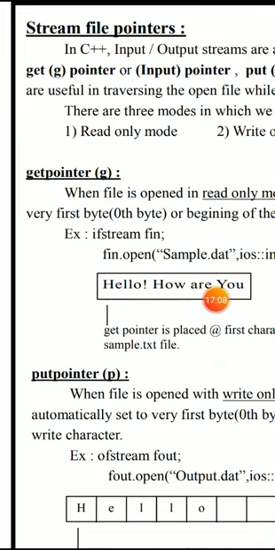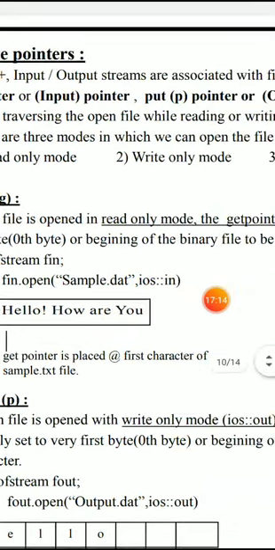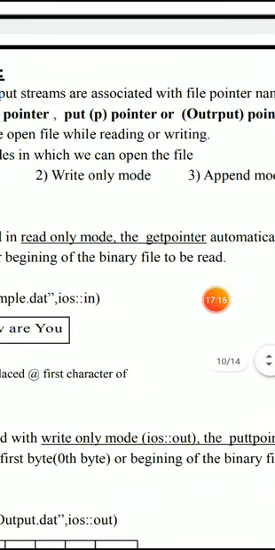So let us study what is the get pointer, what is the put pointer, and what is the use of it. Suppose you open a file in read only mode. During read mode, the contents of the file are read by the program from the first character till the last character of that file is reached. Each time, it will move the get pointer to the next position.